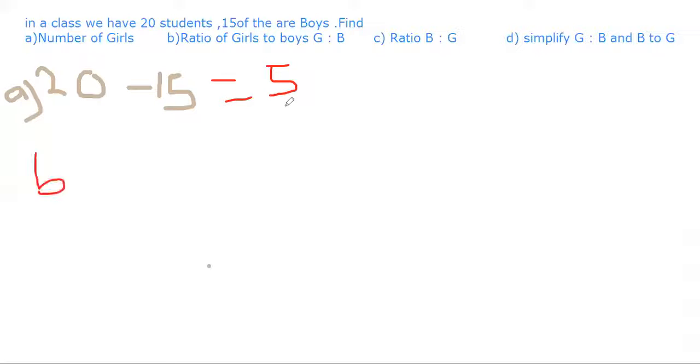Okay, B. What is the ratio of girls to boys? Ratio of girls to boys. So girls to boys is equal to, how many girls do we have in that class? We have 5 girls.